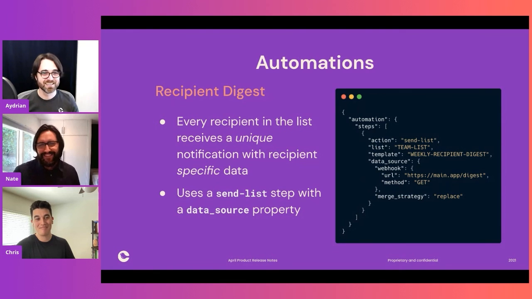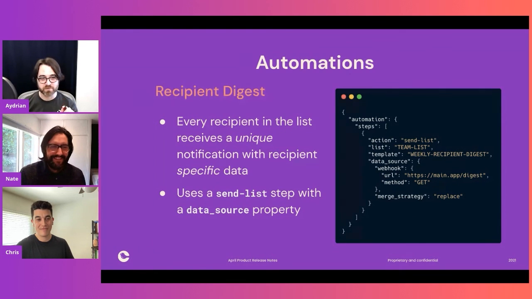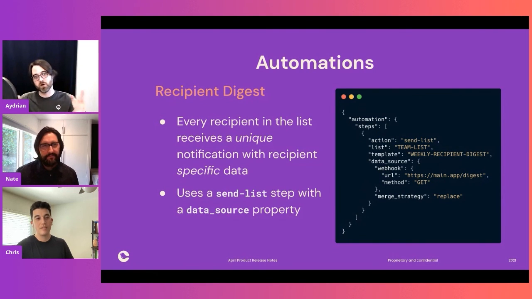Nice. So I have a question. Now that we've talked about the general digest and the recipient digest, can we combine them? Can we do something like a notification that does a team status, but also in that same notification gives you your individual status? So that would require the fetch data step along with this updated send list step that takes a data source.